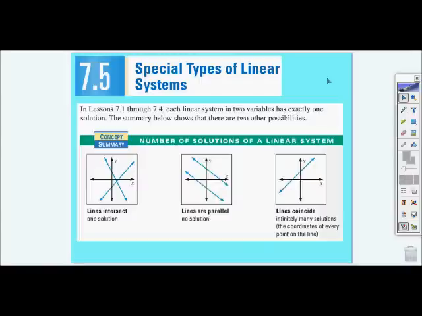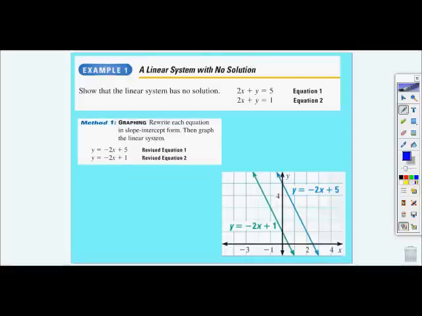In the lessons in Chapter 7, we have learned about linear systems in two variables that have exactly one solution. However, in the chart below that is showing graphs, we can visibly see that there are other solutions for linear systems. There could be no solutions, or there could also be infinitely many solutions.